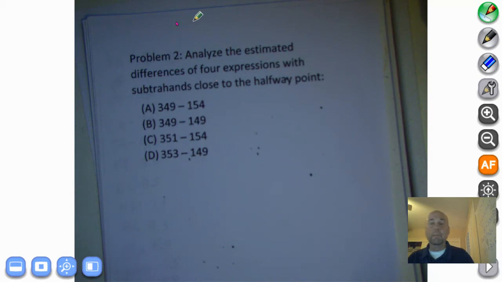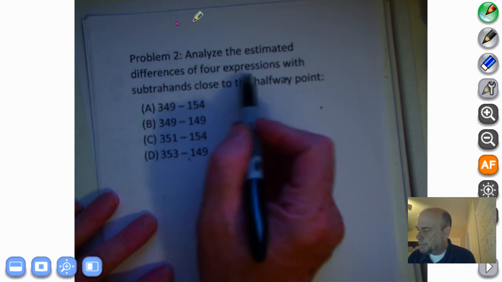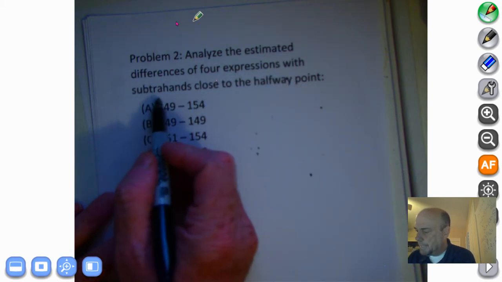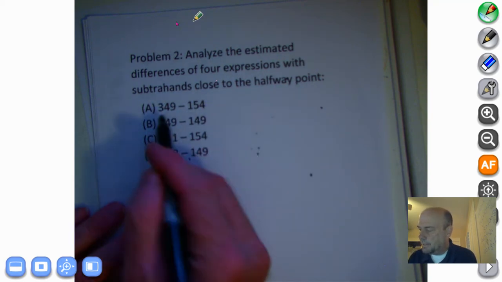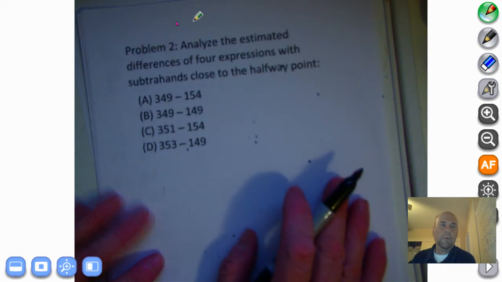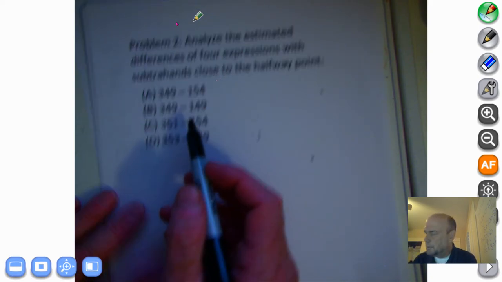Let's take a look at problem 2 of the concept development. It says analyze the estimated difference of four expressions with subtrahends close to the halfway point. The numbers we're subtracting are close to the halfway point. All right, let's not only do estimates, but let's do the actuals.